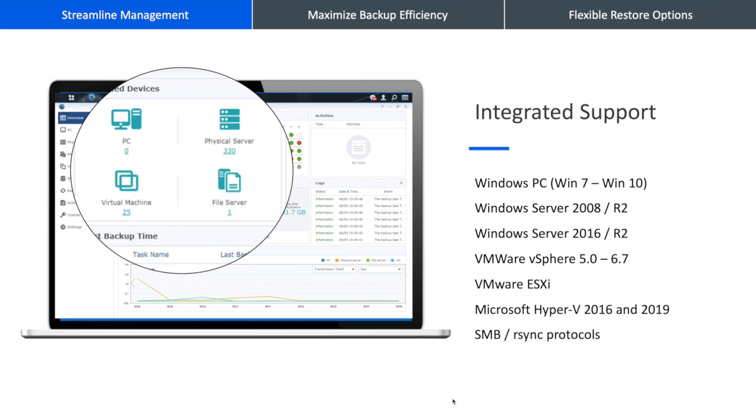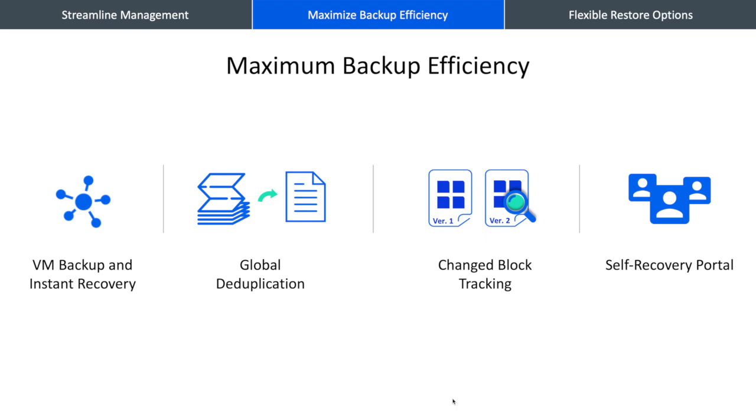Firstly, let's touch on that integrated support we offer. With Active Backup, you're able to back up Windows PCs from Windows 7 to Windows 10, Windows servers, as well as VMware environments such as vSphere and ESXi, as well as Hyper-V and SMB and rsync protocols. Active Backup provides instant recovery to VMware and Hyper-V, as well as bare metal recovery, in addition to powering on VMs on Synology NAS. Adding to that, it's got global deduplication support as well as change block tracking, combined with that self-recovery portal, which is a web-based console for permitted employees to perform file-level recovery.